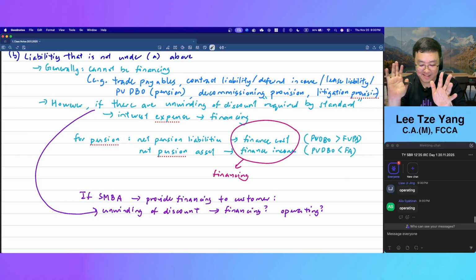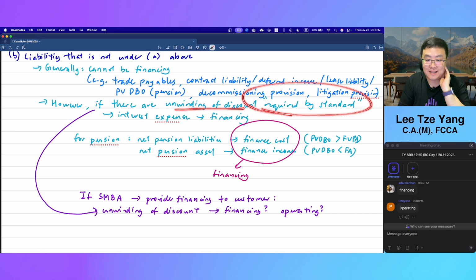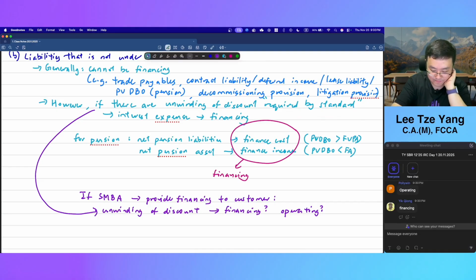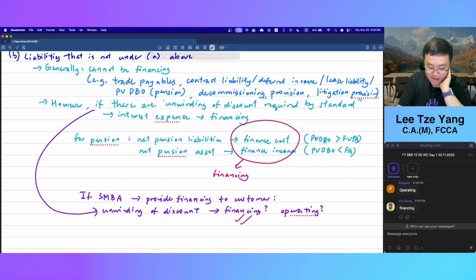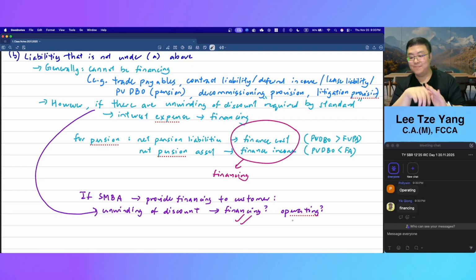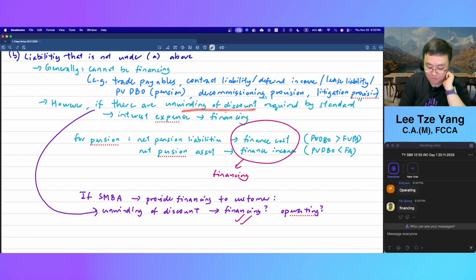Okay, now everyone, you need to know this. If it is unwinding of discount required by the standard, then it must be financing. It cannot be operating. Okay, it cannot be operating. If it is this kind of unwinding of discount for this few categories, unwinding of discount required by the standard, it must be financing. It cannot be operating.